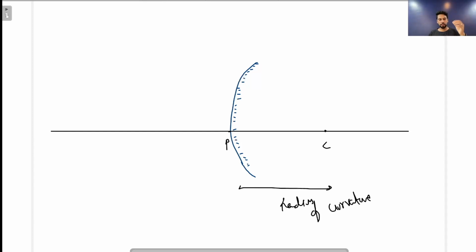And now you might ask, where is my focus here? I'll tell you where the focus comes. I told you, in order to find the focus, you always have to send a parallel beam of light towards the mirror. So I'm sending the parallel beam towards the reflecting side in this direction.